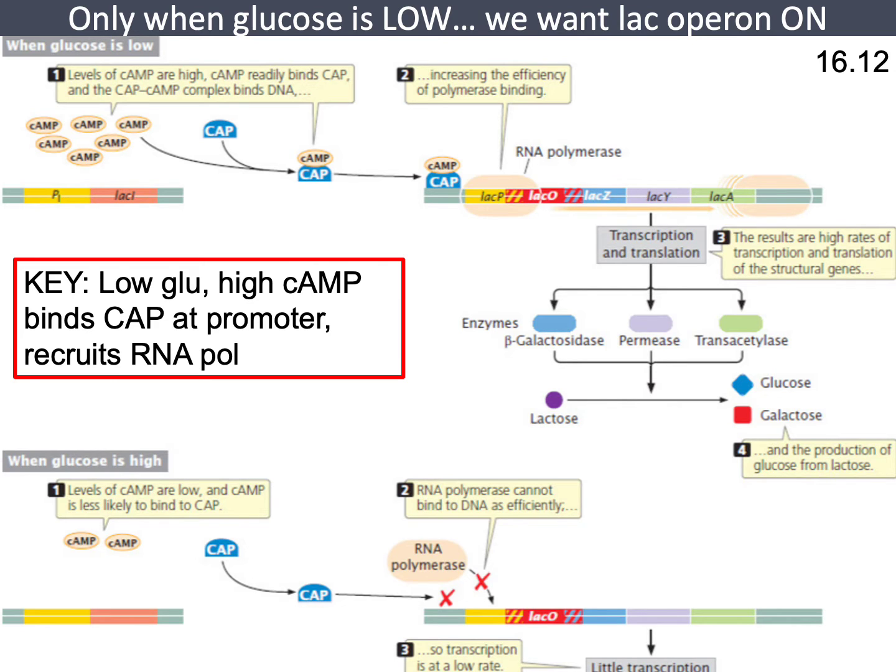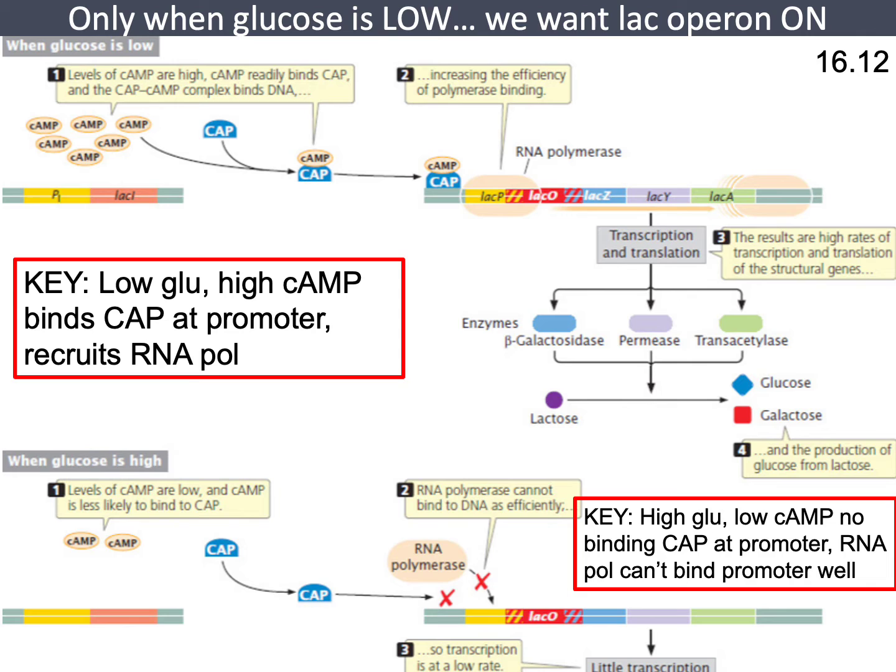In contrast, when glucose is at high levels, there's no reason to turn the system on at high levels. And in this case, when glucose is high, levels of cyclic AMP are low. And that means cyclic AMP is less likely to bind to the blue CAP molecule, which means that the complex doesn't bind very well near the promoter. And that means it's not recruiting RNA polymerase. So although RNA polymerase can bind inefficiently to the promoter under these circumstances, transcription will be at a very low rate, and at the very bottom of the screen it says little transcription. So again, high glucose, low cyclic AMP, no binding of CAP at the promoter, RNA polymerase can't bind well.